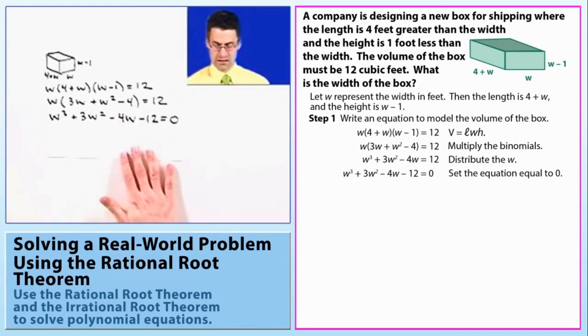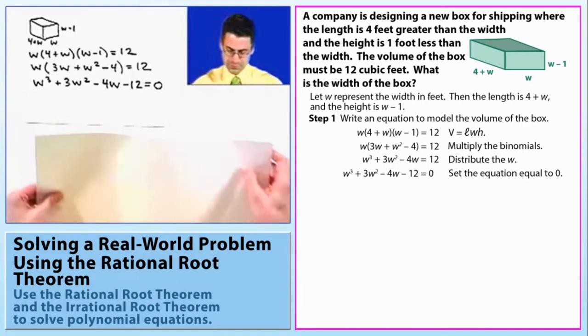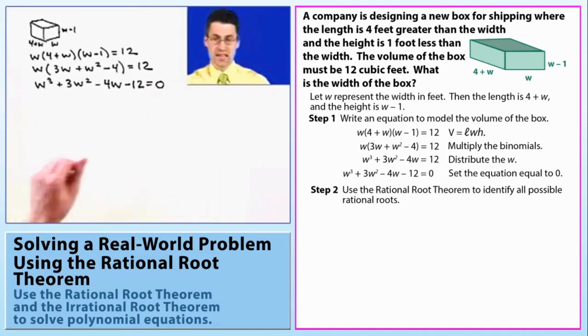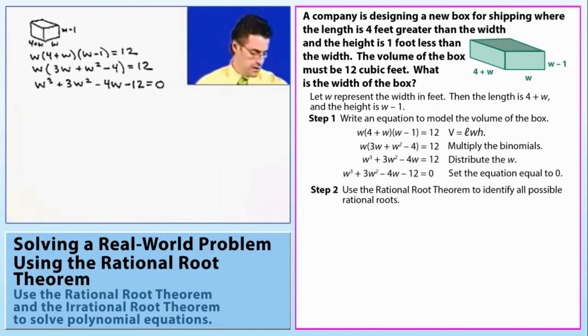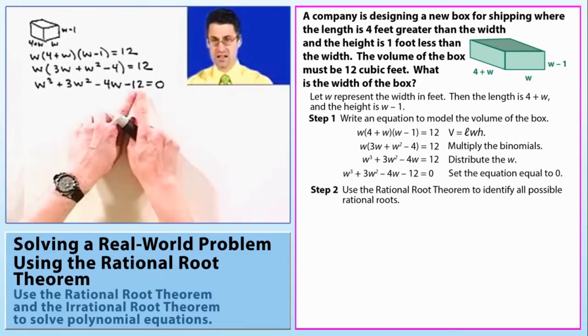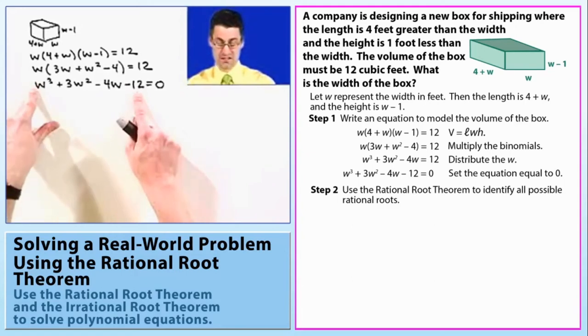And that's a cubic. It looks pretty scary. I'm not liking it. So what do we do? What we do is we use the rational root theorem. The rational root theorem says if there are going to be any rational roots at all, then they're going to be plus or minus factors of the last constant number, divided by plus or minus factors of the leading coefficient, which in this case is 1.